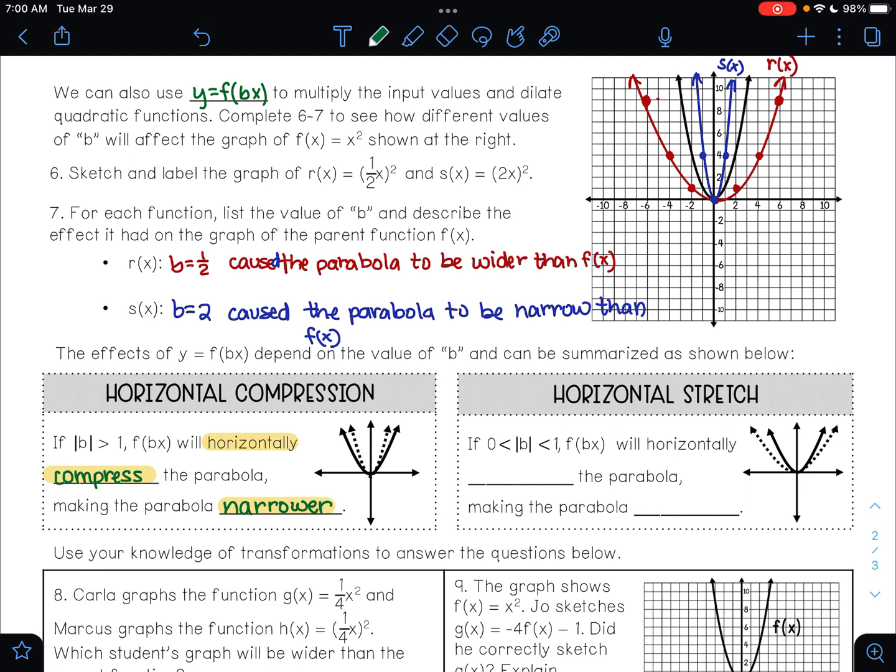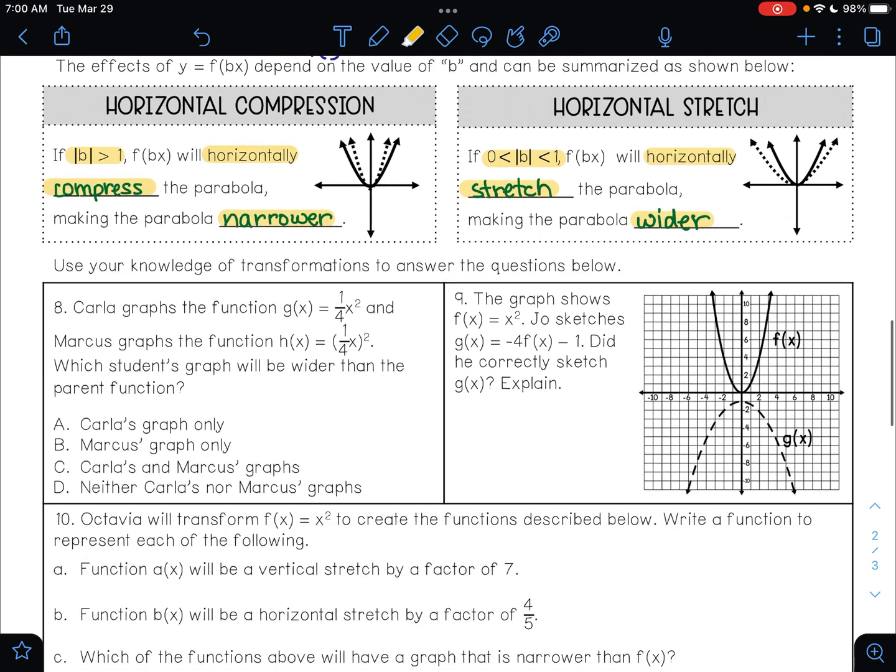Okay, then when the absolute value of b is between 0 and 1, it's going to horizontally stretch the parabola, making it wider. So we're pulling it from the left side and the right side. Okay, so that's what the stretch versus compression means when it's horizontal. So it's important to know between 0 and 1 and bigger than 1.